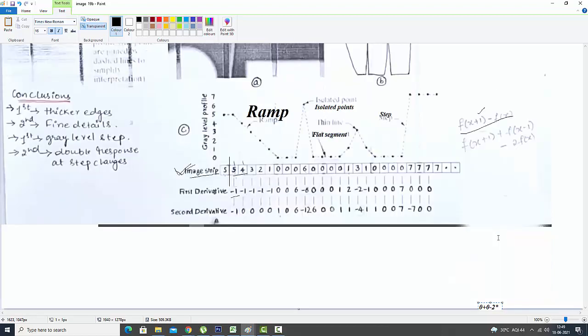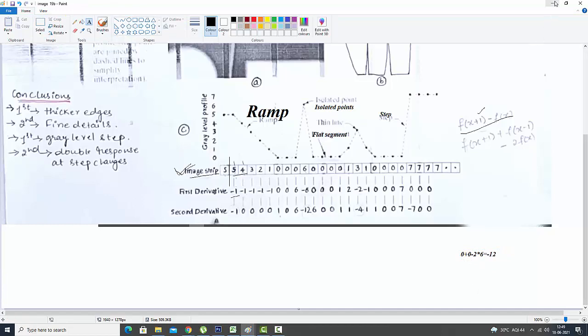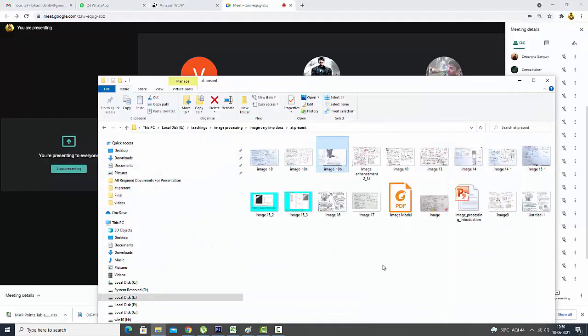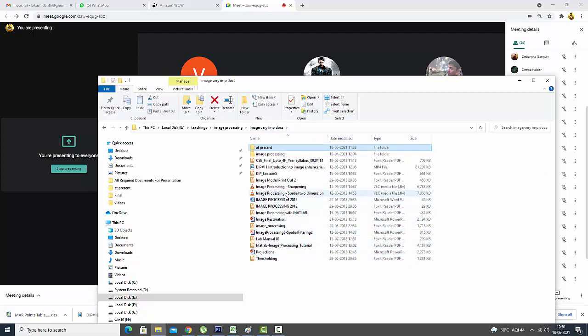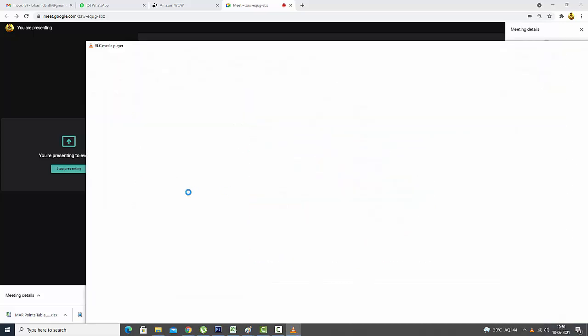So this representation we can also show with the help of what we call an animation. So let me see the animation. From that one it will be much more clear. So all these things I have taken from the net.